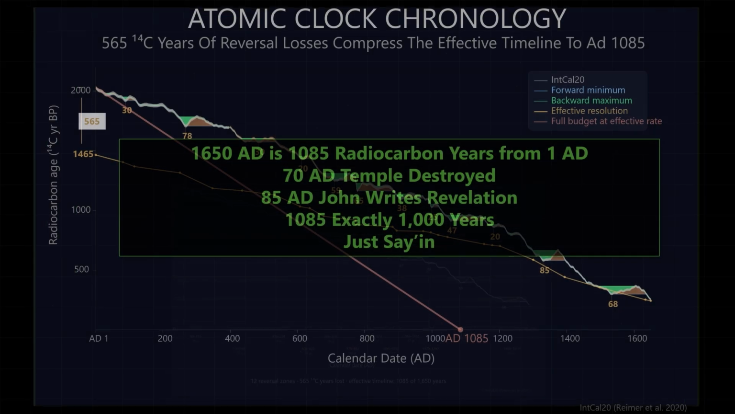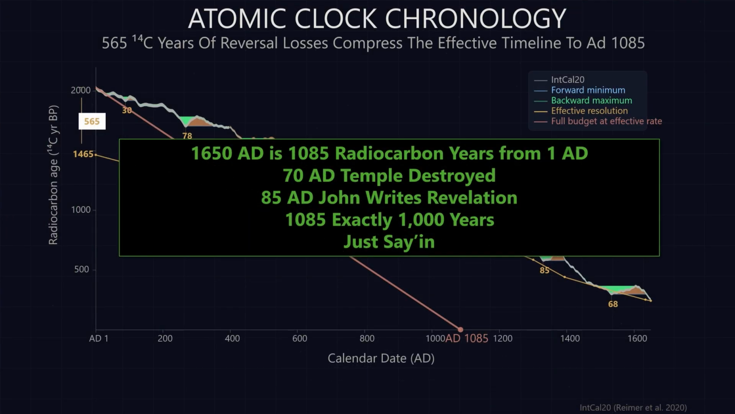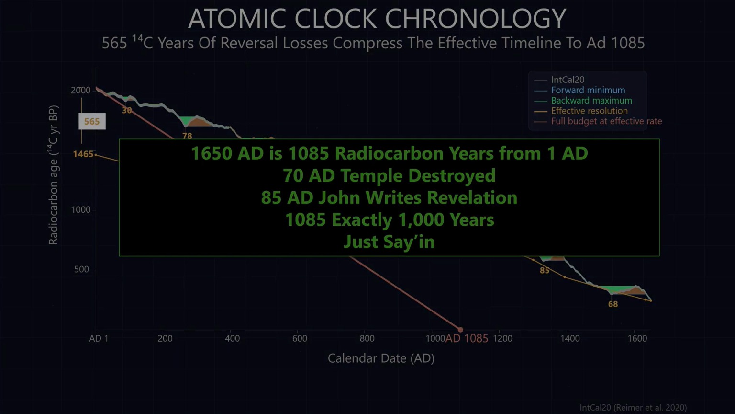For example, we're told the temple fell in 70 AD. John writes Revelation in 85 AD. I have to notice that it's exactly 1,000 years, just like the radiocarbon dates say it should be. I have to notice that North America during this time is said to be empty and peaceful. And we have pictures of majestic cities and maps of a kingdom on that continent. I'm just saying.